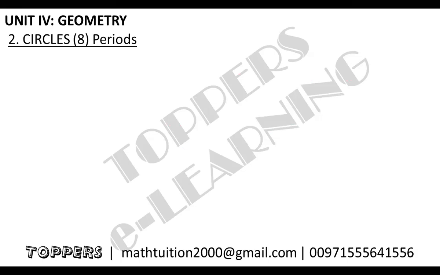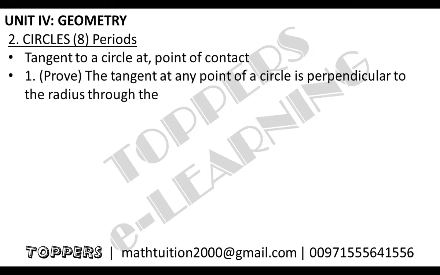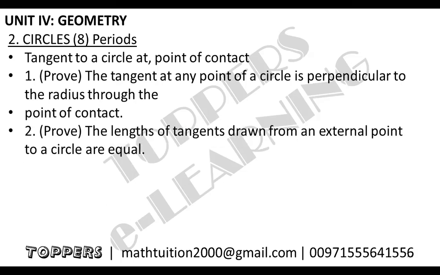Then second, circles. All the starting portions are there. Nothing is reduced. Tangent to a circle at a point of contact. Then proof: the tangent at any point of a circle is perpendicular to the radius through the point of contact. Second, the lengths of tangents drawn from an external point to a circle are equal. So there is no reduction. Nothing is deleted.